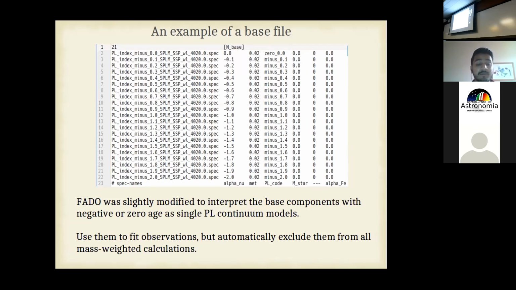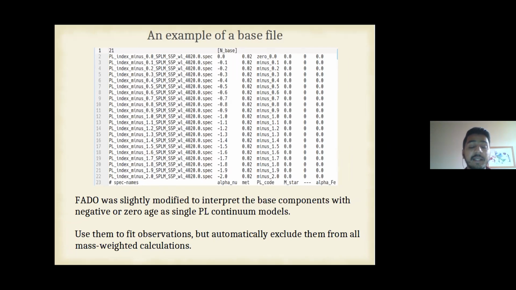One thing that was done was that Fado was slightly modified to interpret base components with negative or zero ages, because when you include the stellar populations we also have to include their ages, and of course the power law doesn't have an age. So this is the way Fado was modified: if it sees negative ages, it automatically takes that part as coming from the power law, and it excludes it from any mass fitted calculations. However, it does use it to fit the observations and for the luminosity related calculations.